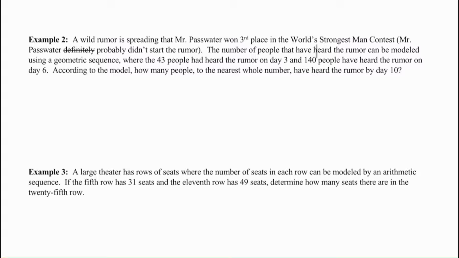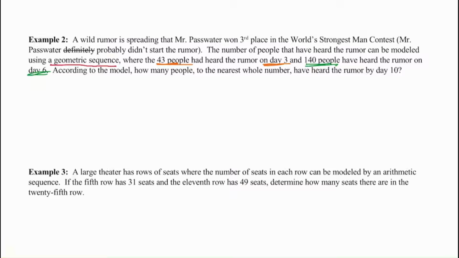The number of people that have heard the rumor can be modeled by using a geometric sequence, so that's important. Where 43 people had heard the rumor on day 3, and 140 people have heard the rumor on day 6, so 43 goes with day 3, so I'm going to change the color. 43 people day 3, and 140 people on day 6, and now we're trying to find, according to the model, how many people, to the nearest whole number, have heard the rumor by day 10. So we're trying to find the number on day 10.